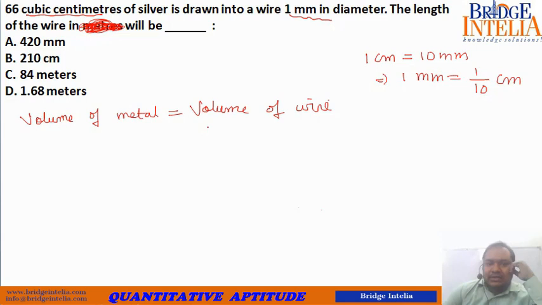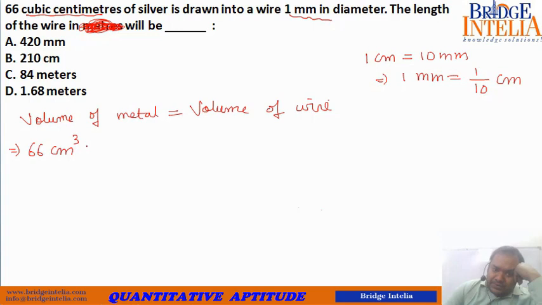So let's see. The volume of metal is already given, 66 cubic centimeters. I am using only centimeter everywhere, so I will convert millimeter into centimeter wherever millimeter is required. I will not use millimeter, because you can equate centimeter with centimeter and not centimeter with millimeter. So keep the units uniform.